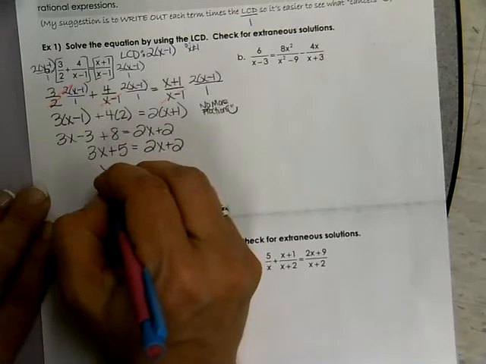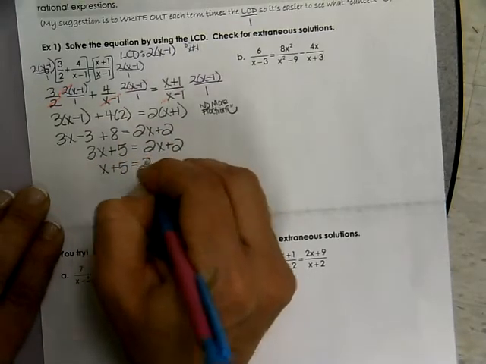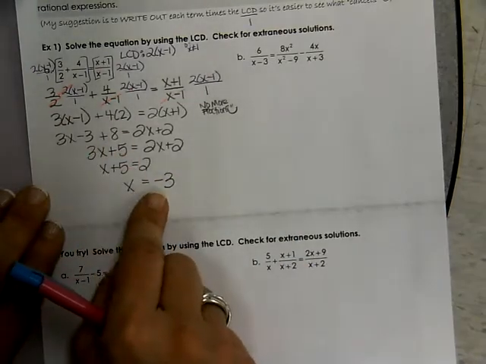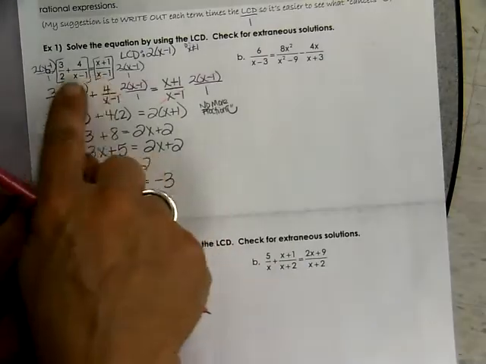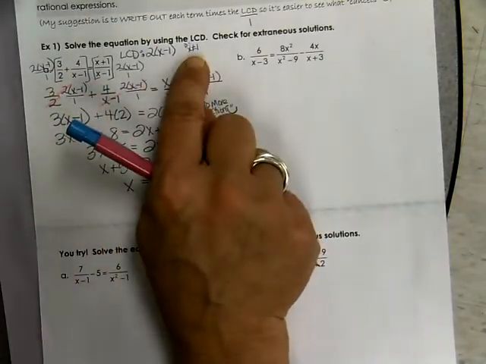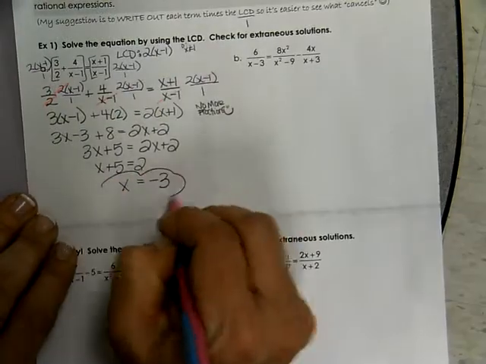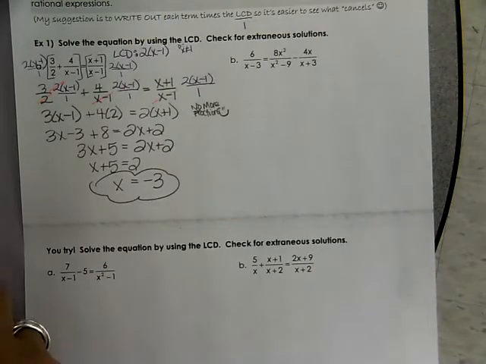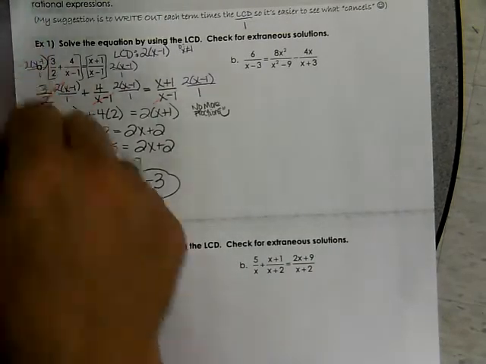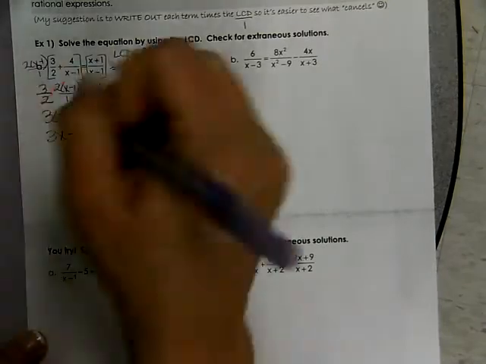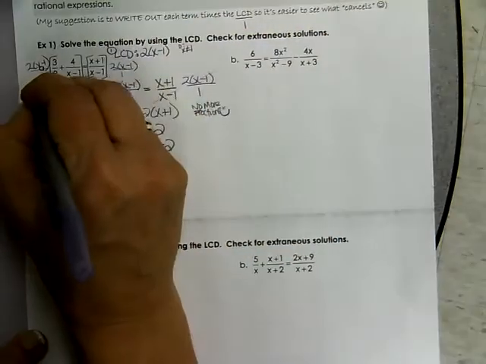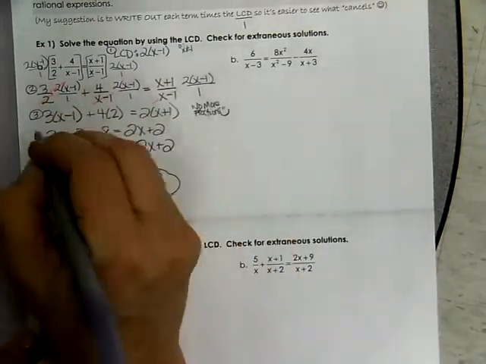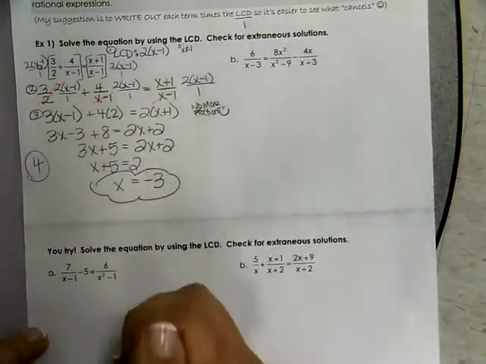I can subtract 2x, subtract 5, and I get that x equals -3. Notice, -3 will not make the denominator 0. We found that the only restriction was that x couldn't be 1, so my solution must be x equals -3. That's pretty much the steps: we find the least common denominator, we multiply by the least common denominator, we cancel, and then we just continue to solve.